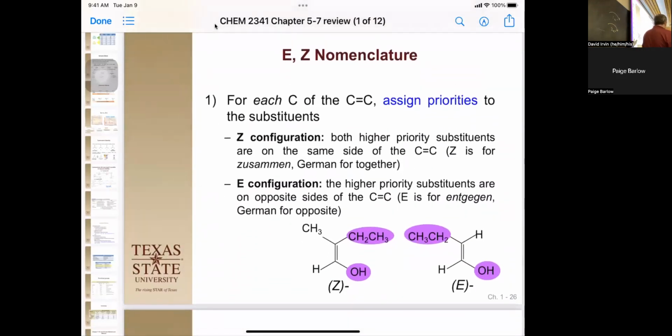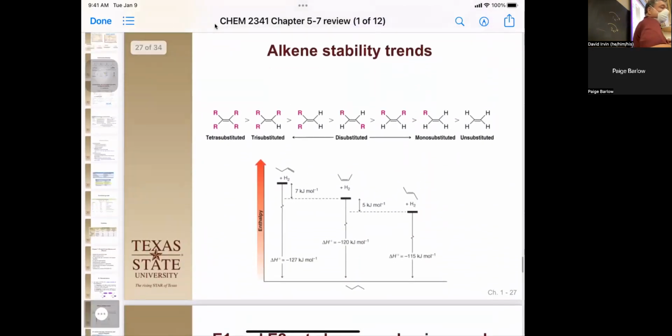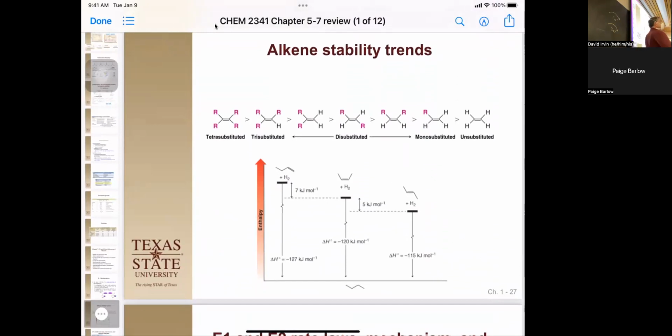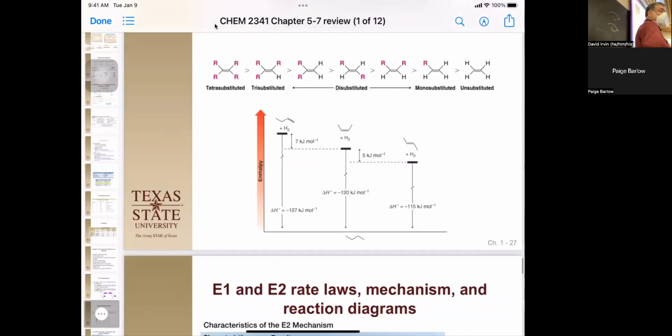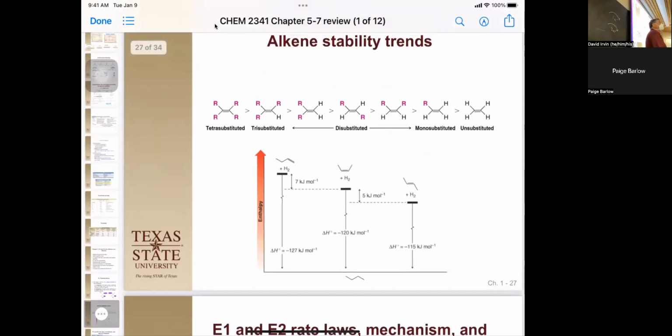So E and Z works when you have more than 2 substituents. You prioritize the things attached to one carbon of the double bond. You prioritize the things attached to the other carbon of the double bond. If they're on the same side, Z; opposite sides, E. Okay, stability trend. More substituted, more stable. And why? Same thing as with the carbocation: hyperconjugation and inductive donation. The same 2 reasons for carbocations make the stability for alkenes.